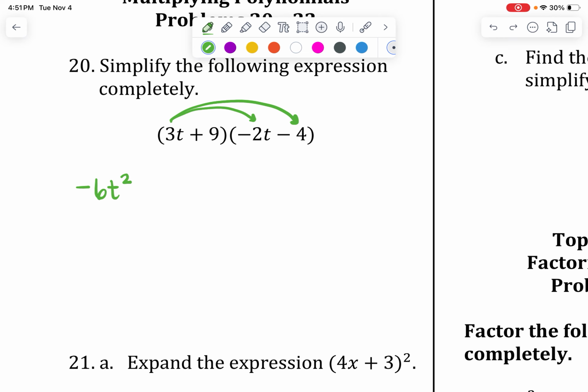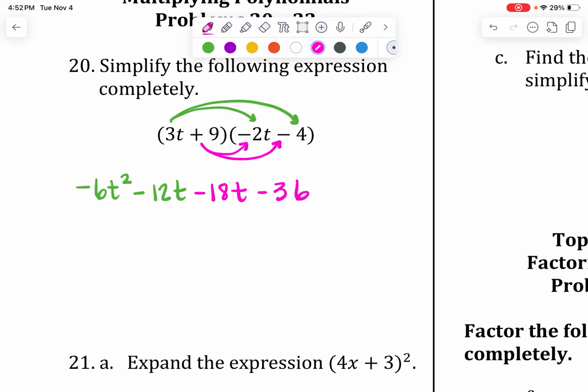So 3t times -4 is going to give me -12t. All right, so that's our first distribution. Then we have to distribute the +9 and multiply him times both of the terms over there. So +9 times -2t is going to give us -18t. And 9 times -4 is going to give us -36.